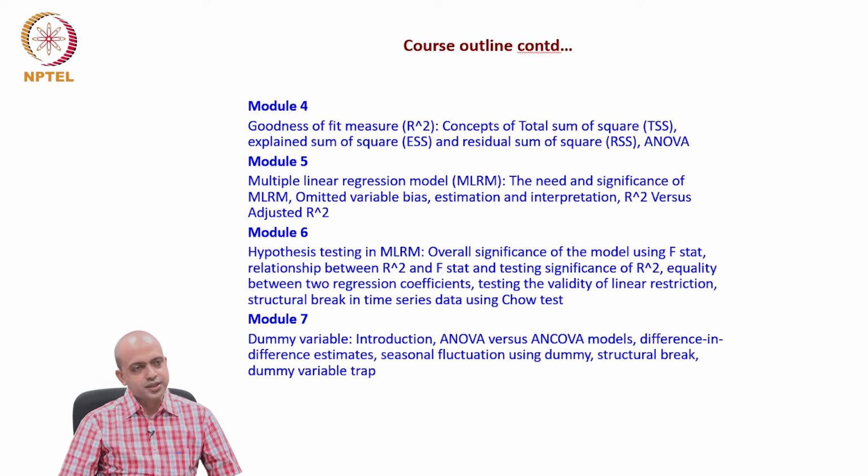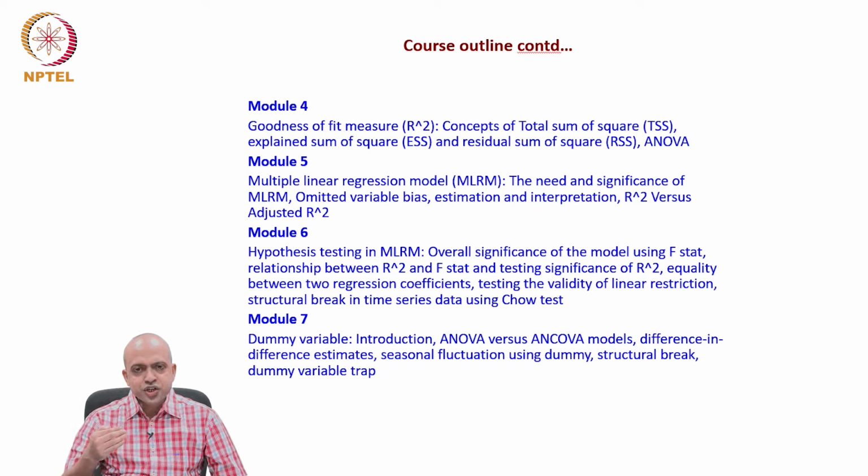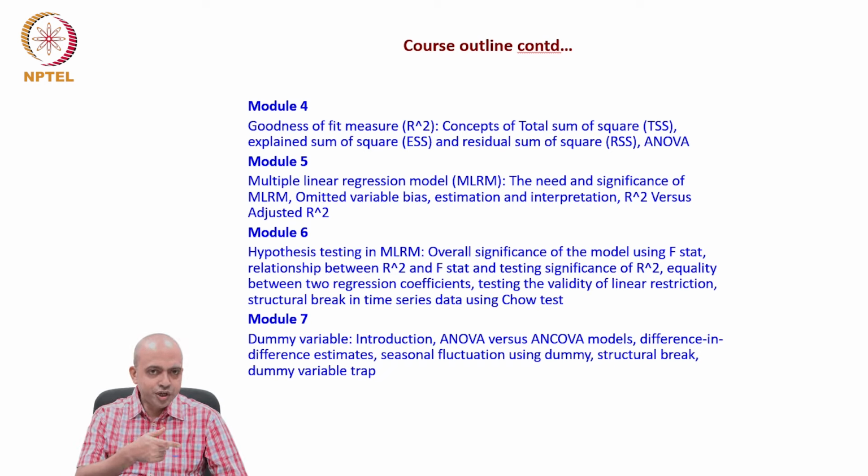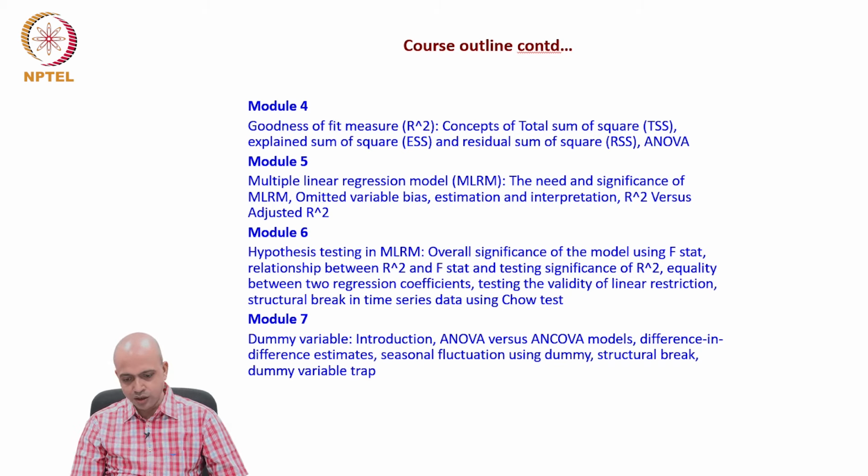Then in module 6, once again we will bring hypothesis testing. The hypothesis testing that we applied in a two variable linear regression model is basically to test the individual significance of the variable. Here, apart from testing the individual significance of the variable, what we also learn is the overall significance of the model. So, when you have several variables in the model, how to test the overall significance of the model using the F statistic, that we will learn here in module 6.